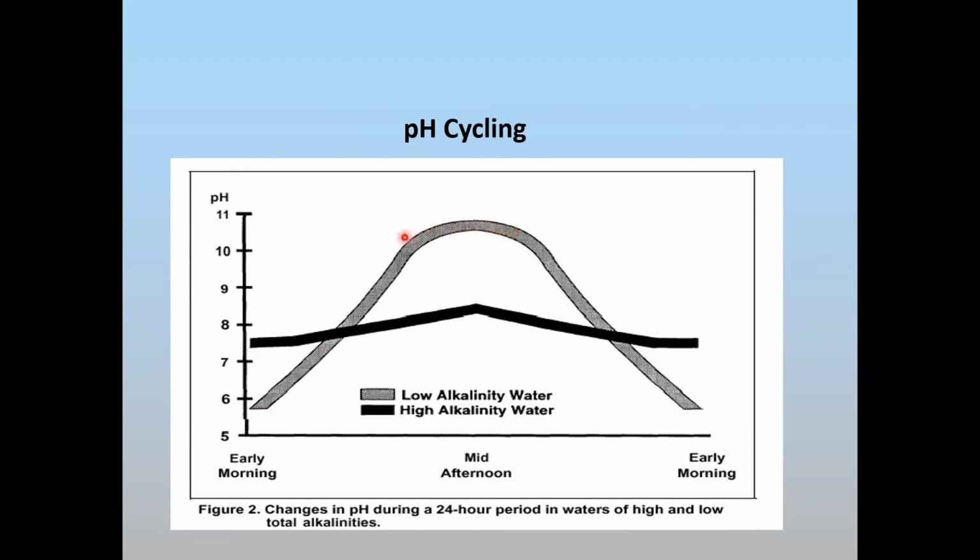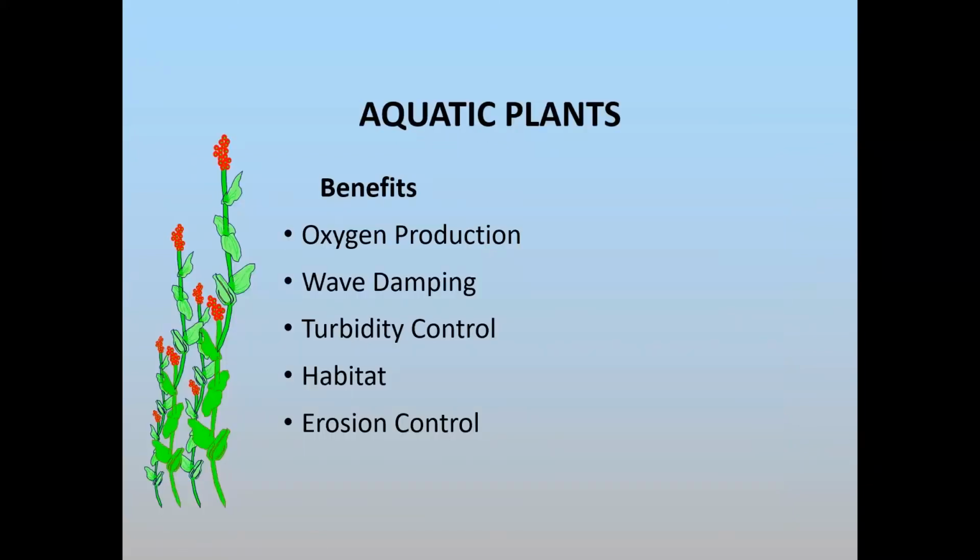And the reason for this is that during photosynthesis, aquatic plants are taking up carbon dioxide, and carbon dioxide acts as an acid in water. So if you remove carbon dioxide, you're actually increasing the pH. When we look at aquatic plants, we have to think about there's benefits, certainly.